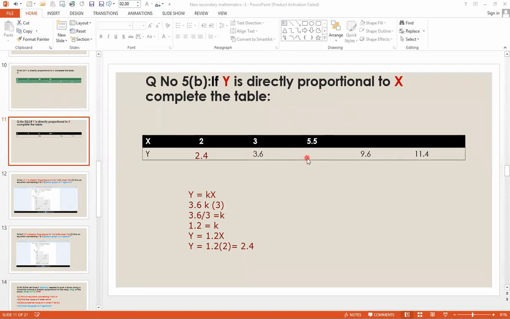For the next part here, the value of x is 5.5. Okay. And we have to put this 5.5 here in this equation. First I have to change the color so it becomes easier for you to identify.